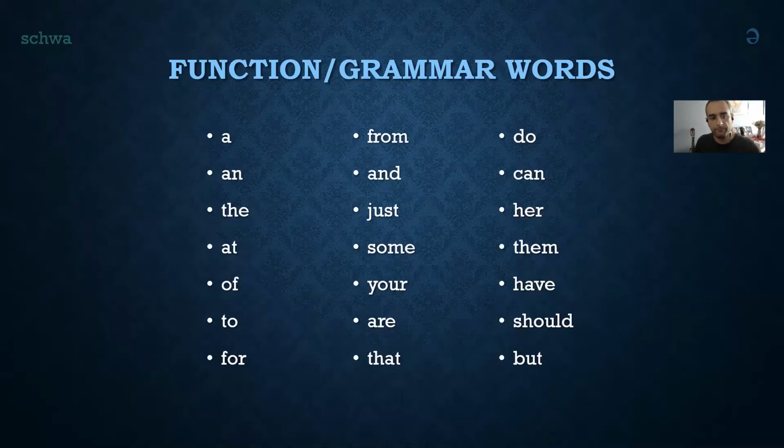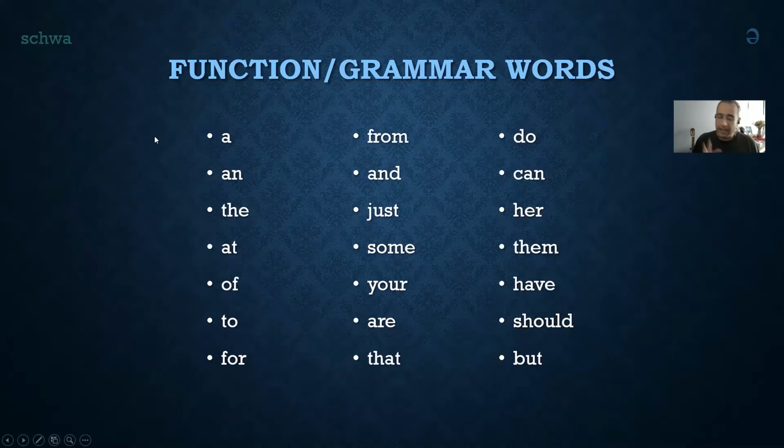So let's look at the first one. A, right? In the weak form, it's just a. Now, this is actually one of the most commonly mispronounced words in English, I think, because we keep saying eh, but this is not eh. It's never eh. All right, keep that in mind, please. This is not eh. It's a.